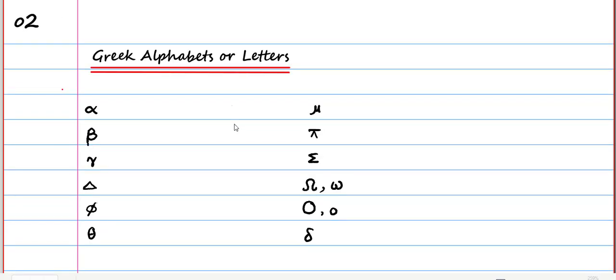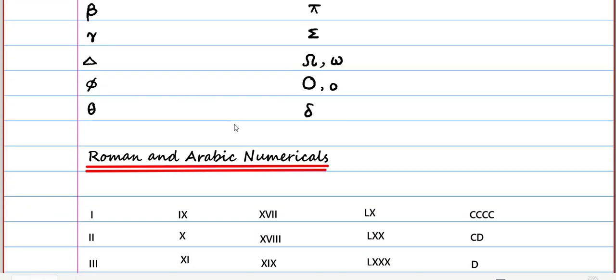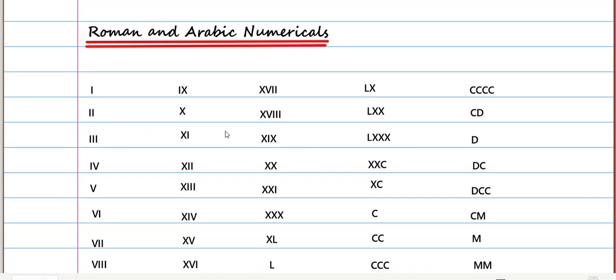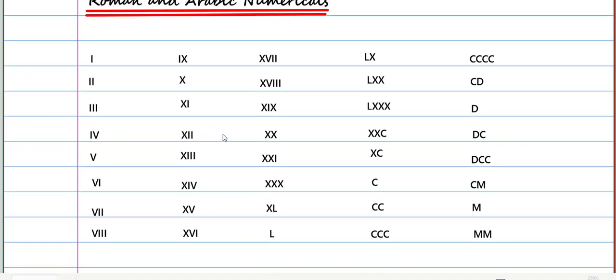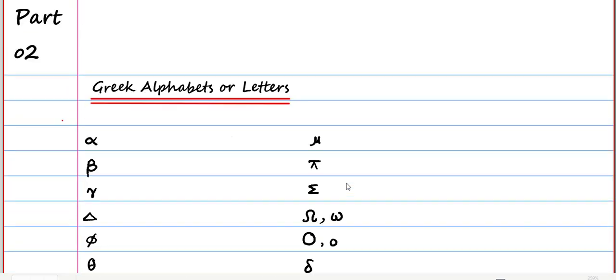In this same part, we will also discuss the Roman and Arabic numbers, what these numbers actually represent. I hope most of you are familiar with Roman numbers from 1 to maybe 20 or 30, but after that there are some different Roman numbers which you may not be familiar with. So we will discuss all of these in today's video. So let's start.